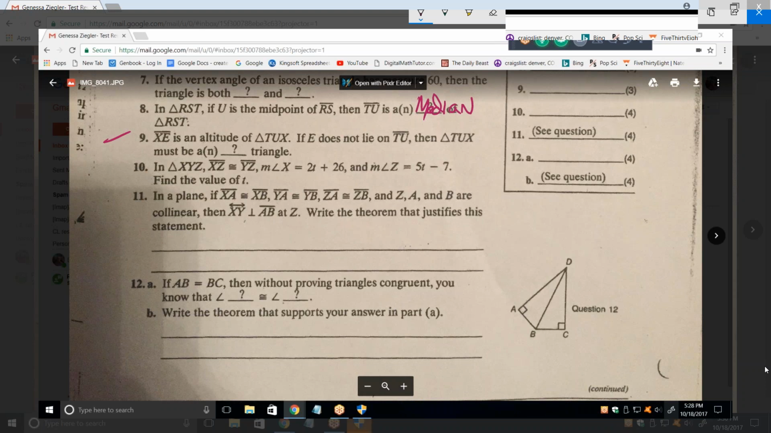The altitude is the word I was looking for. In other words, if I have a triangle like that, and I draw from one vertex straight down so that it makes a right angle, that's the altitude. If I draw from one vertex and I go to the midpoint of the opposite line, that's the median. And if I draw from one vertex and I bisect that angle, that's the angle bisector.